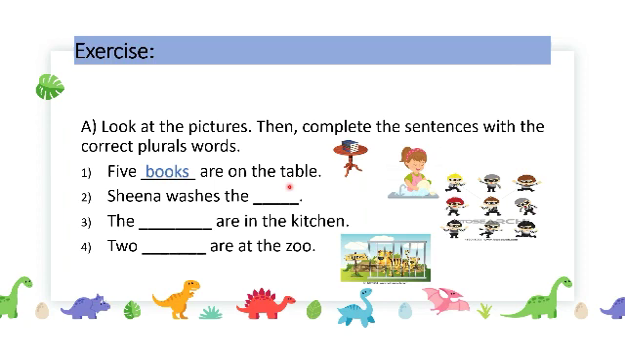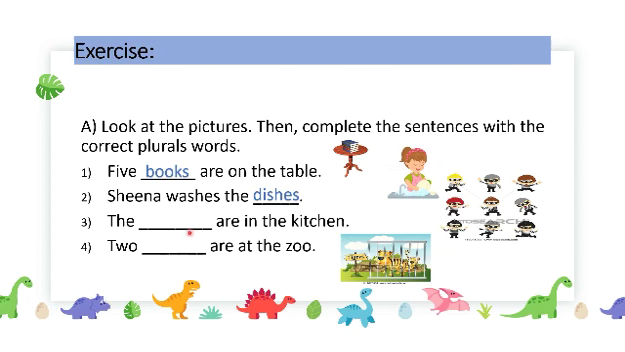Now the next question goes like this. Sheena washes the, you all can see she is washing the dish and there are many dishes over there, so it's dishes. So here the rule: D-I-S-H, a word ends with S-H. So if a word ends with SH, we have to add ES to it.